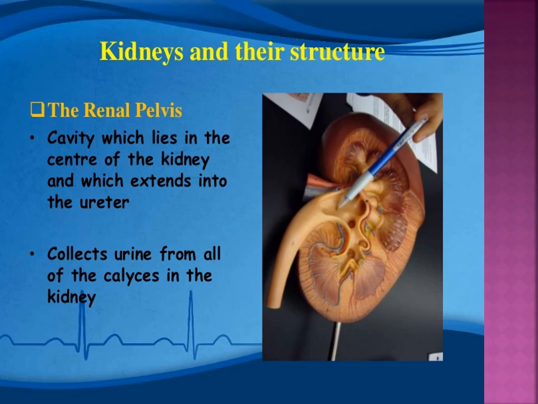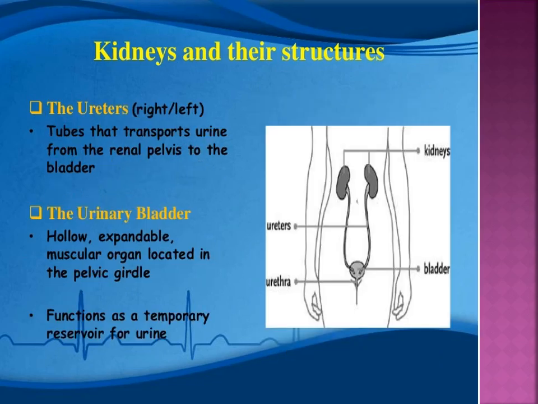The renal pelvis is a cavity which lies in the center of the kidneys and extends to the ureters. This cavity collects urine from all the calyces in the kidneys. So renal cortex, then renal medulla, then renal pelvis. Then there are the ureters. Look at this. We have done only these kidneys so far, right? Then from them, which structure arises? These are the ureters, tubes that transport urine from the renal pelvis to the bladder.